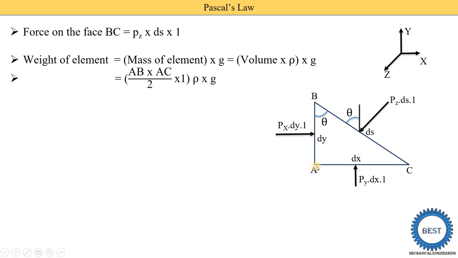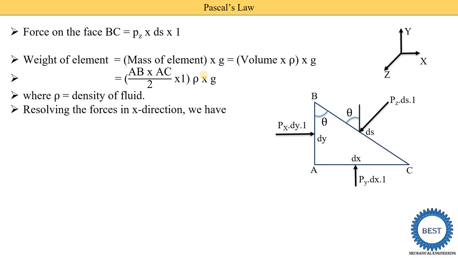So what is the volume? Volume is AB into AC. So when we multiply AB into AC, we get the area of a rectangle or a square. And here we have a wedge, means it is a triangle, so we need to divide it by 2, and its width is 1. So here we get this volume into rho, means density, into g. Instead of AB we can write dy, and instead of AC we can write dx, because the dimension of AC is dx and the dimension of AB is dy, where this rho indicates the density of the fluid.